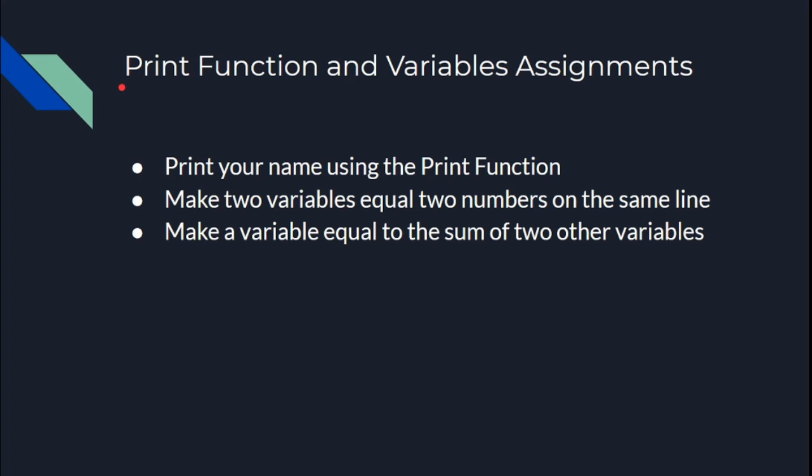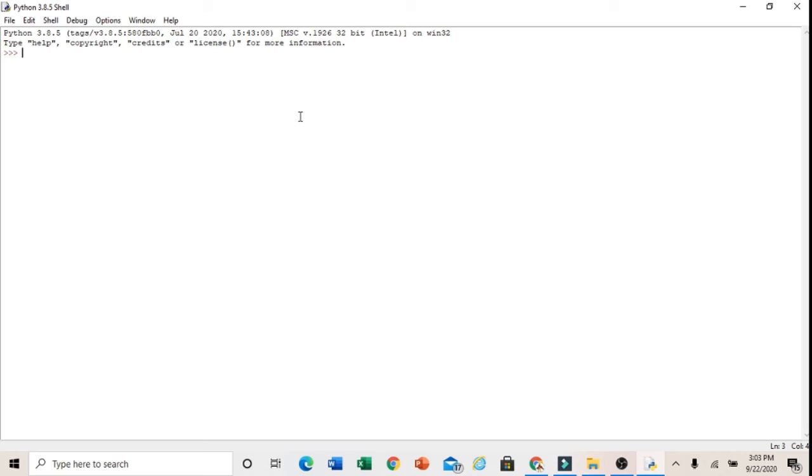So now it's time for your assignments. So the first assignment is to print your name using the print function. The next assignment is to make two variables equal to two numbers on the same line. And then the last assignment is to make a variable equal to the sum of two other variables. So now it's time for the answers.